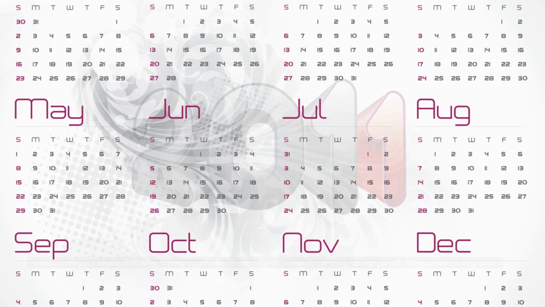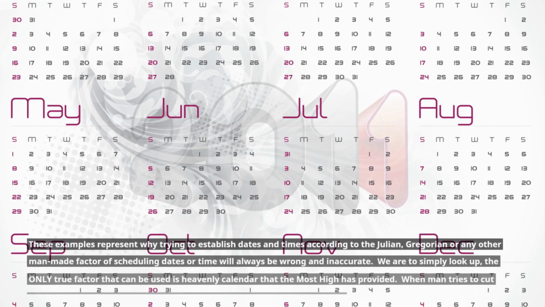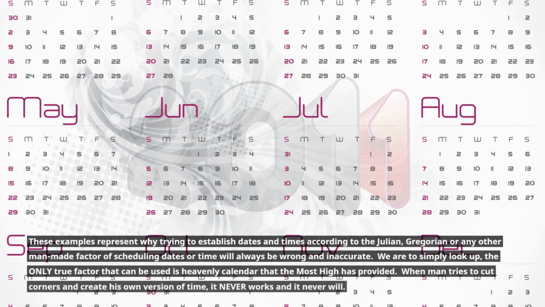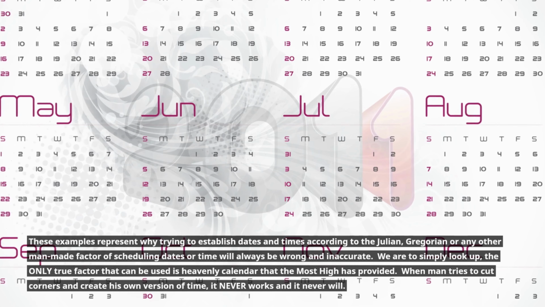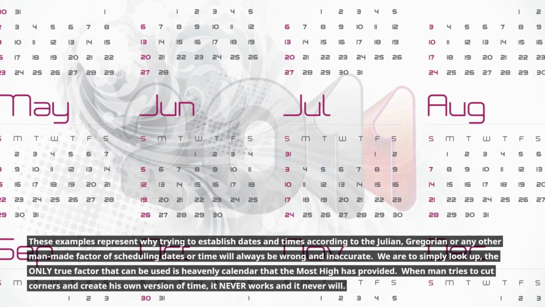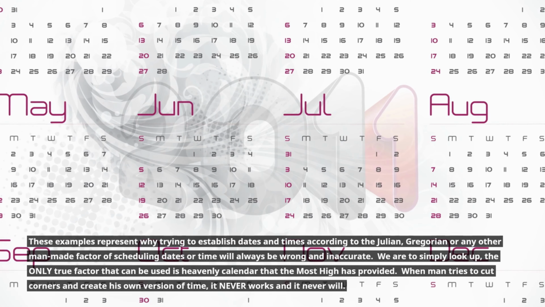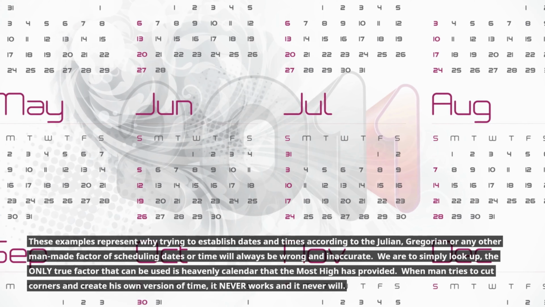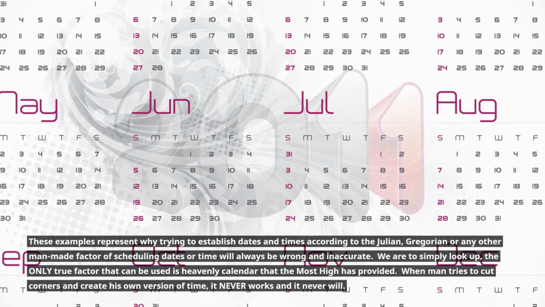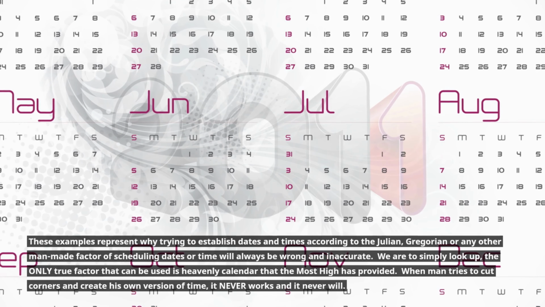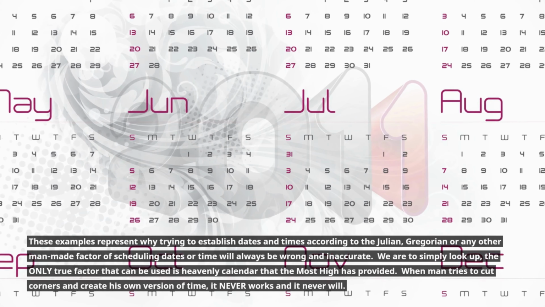These examples represent why trying to establish dates and times according to the Julian, Gregorian or any other man-made factor of scheduling dates or time will always be wrong and inaccurate. We are to simply look up. The only true factor that can be used is the heavenly calendar that the Most High has provided. When man tries to cut corners and create his own version of time, it never works and it never will.